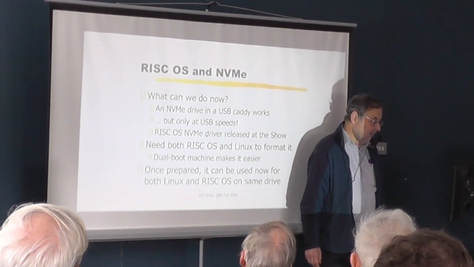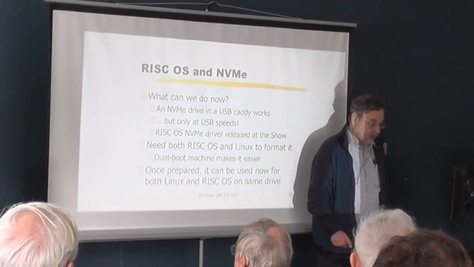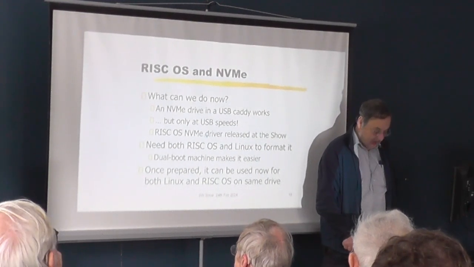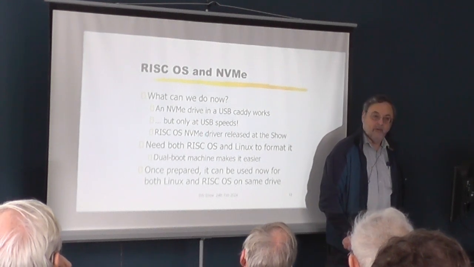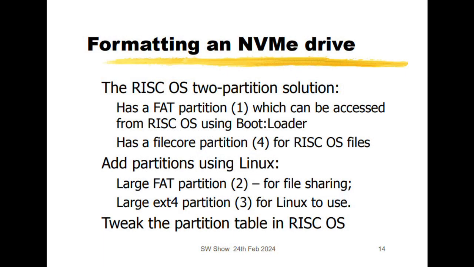It's extremely complicated to describe how you get the right format, but I'll rattle through it quickly and tell you that there are proper notes of exactly how to do it in detail, again online. So we're probably all familiar with the RISC OS 2-partition solution that has been used for the Pi, where you have a FAT partition with all the firmware in and a FileCore partition with all of the RISC OS files. So what I'm doing is building on that.